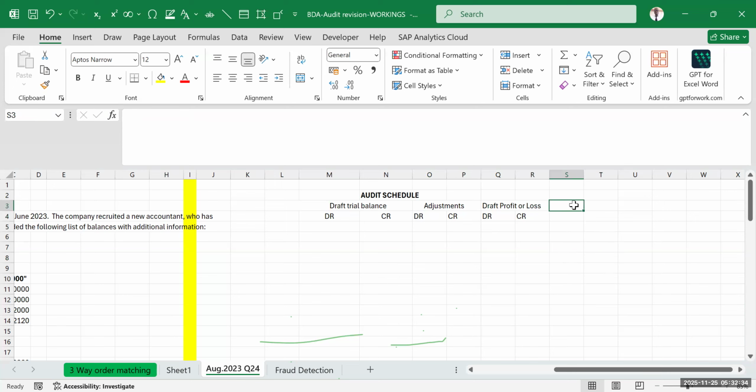Then the examiner wants us to finally give also a draft statement of financial position. And all of them are draft statements of financial position.